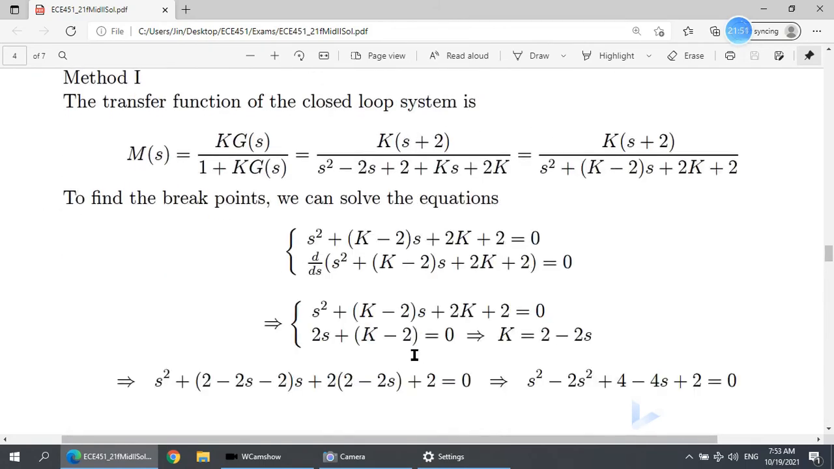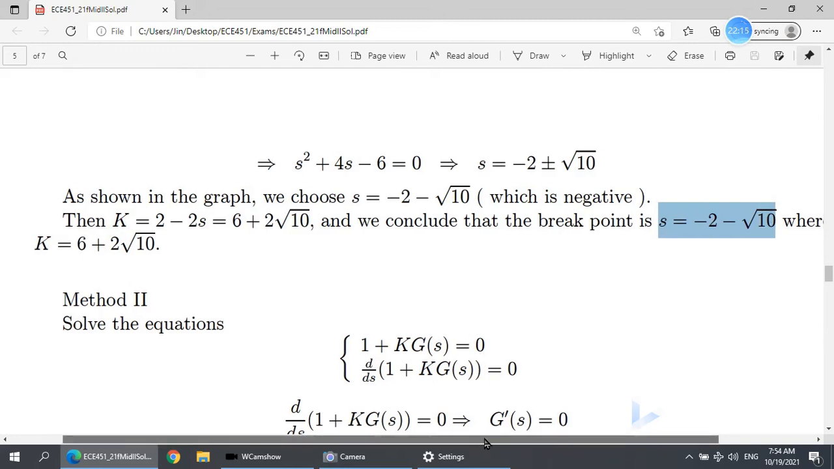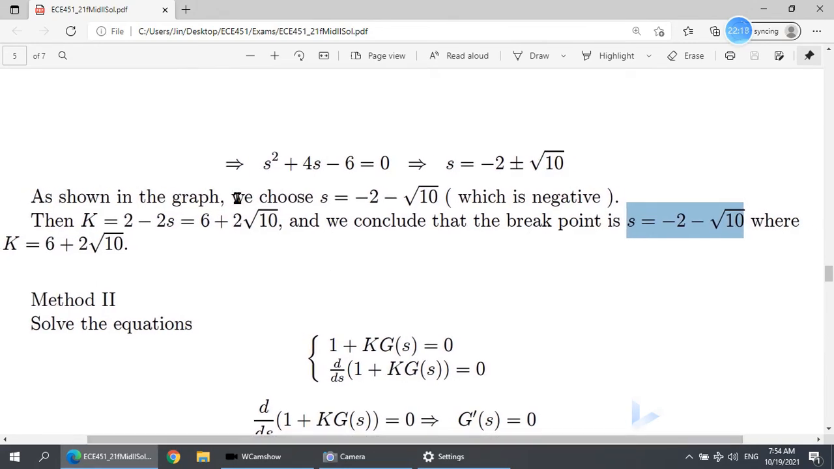And then what is related to K? We know K is 2 minus 2s. So we plug in here, 2 minus 2s, and s is this one. Plug in, then we can have this value. Alright, so now we are done. And I write the conclusion here. We concluded that the breakpoint is this s, where the pole is where K is 6 plus 2 times square root of 10. So this is the one method.